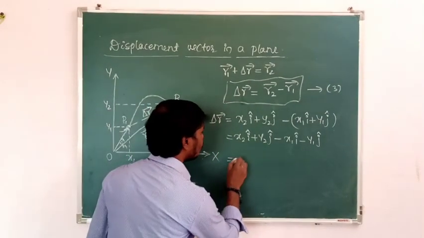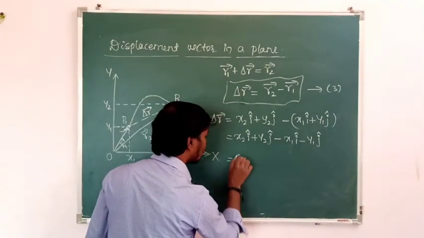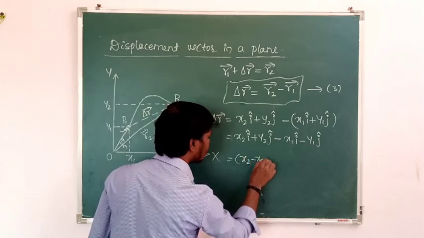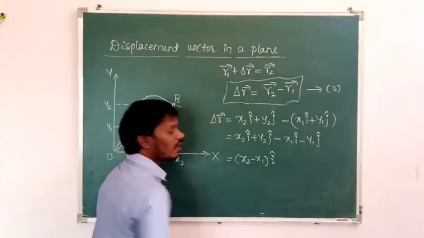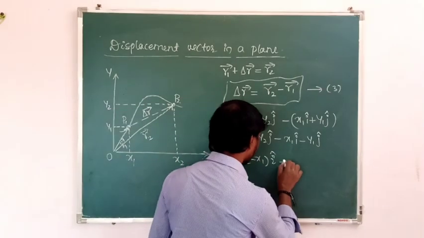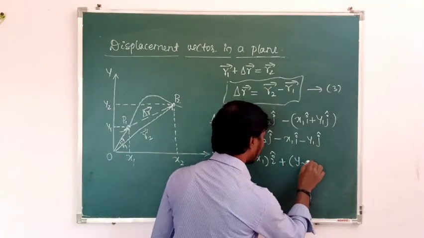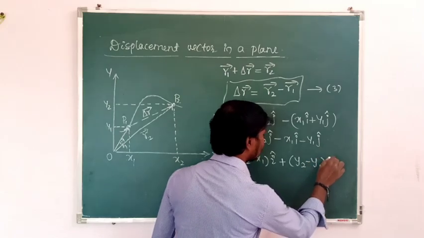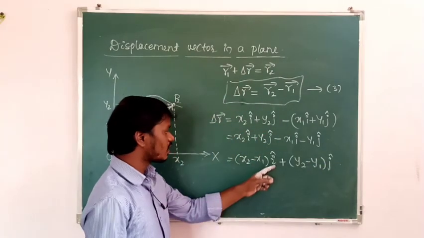So in these two, what is common? i is common. Then I will write x2 minus x1 into unit vector i. Then in these two, what is common? j is common now. Then plus y2 minus y1 into unit vector j. Again multiply this i with this bracket.